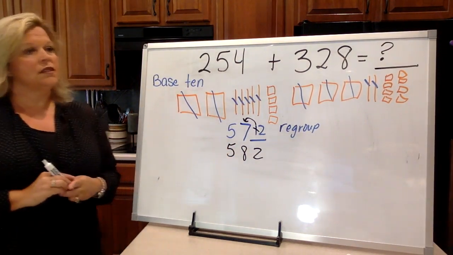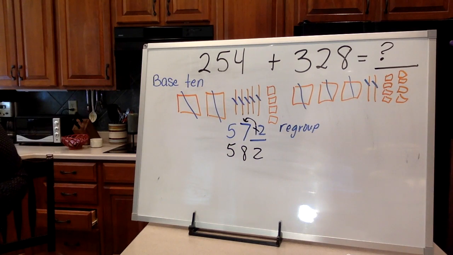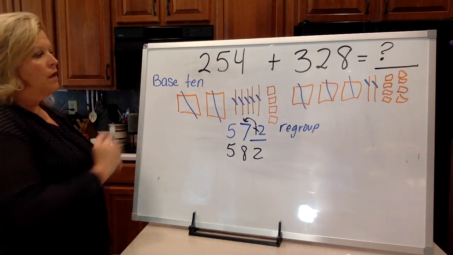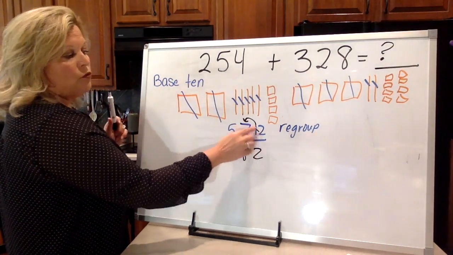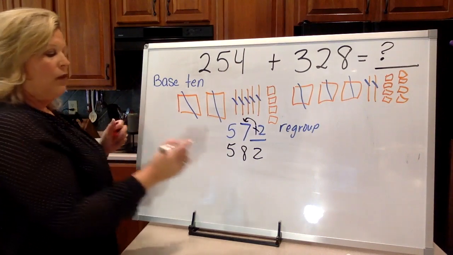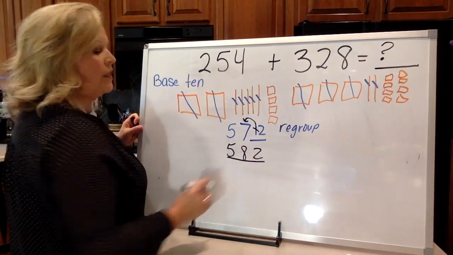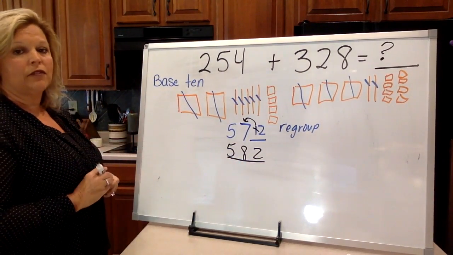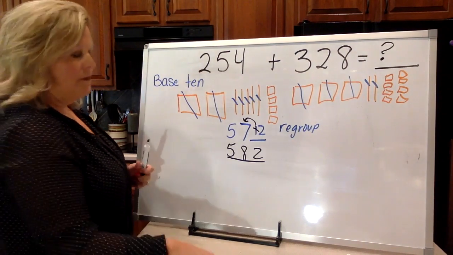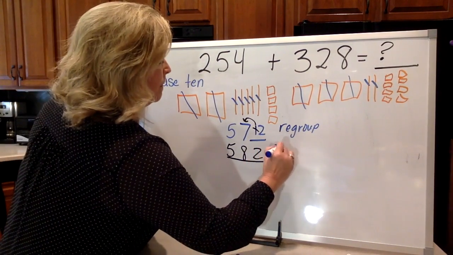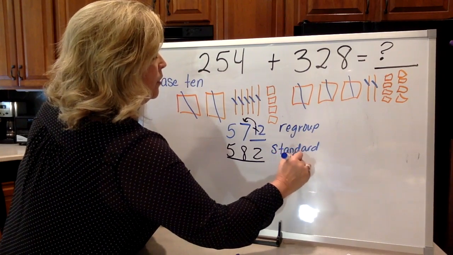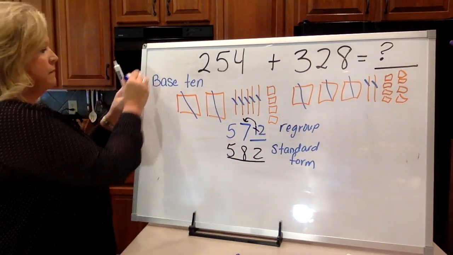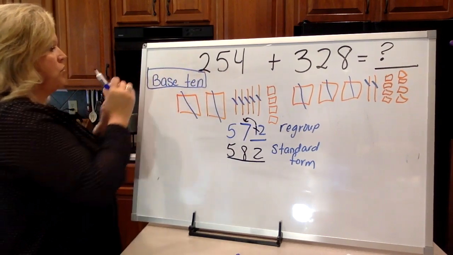Look at that for just a second. 582. Does that look right to you? So you have your base 10 where you draw it out. You may have to regroup. And when you set all the numbers together, sit down together, that's called standard form. Perfect. So base 10 is one strategy that you could use.